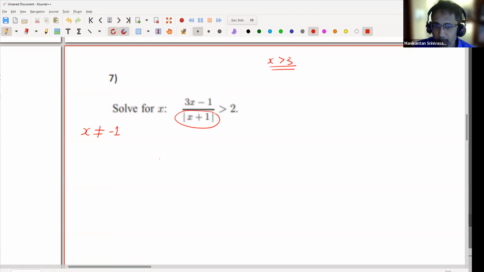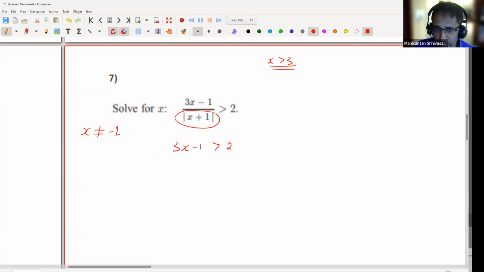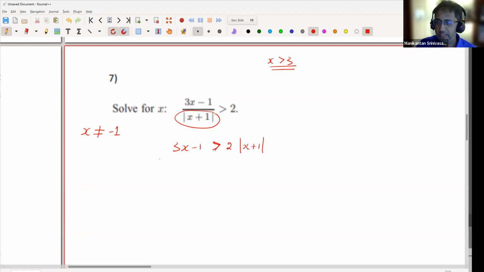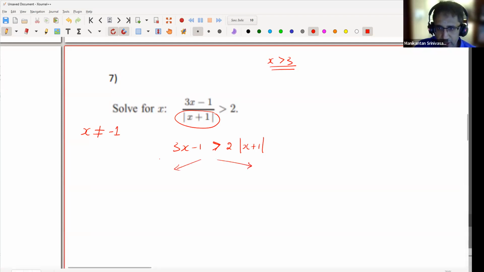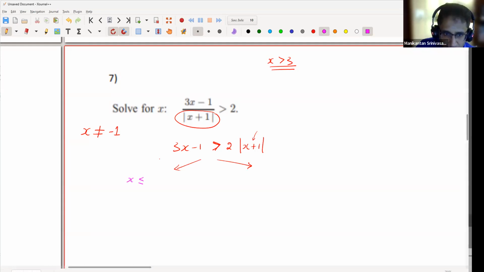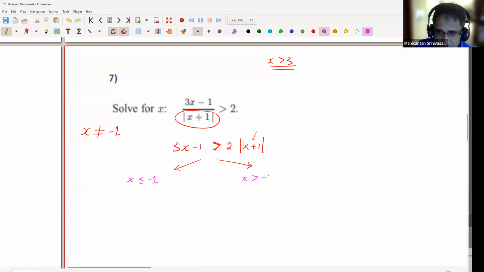We should not allow it, right? So I can safely multiply mod of x plus 1 on the right side without changing the signage, because I know mod of x plus 1 is a positive number. Now I can split this question into 2 different parts, right? Which is the critical point when x plus 1 is 0? X plus 1 is 0 when x equal to -1. So I'll split my analysis into 2 parts: when x is less than or equal to -1, and when x is greater than -1.